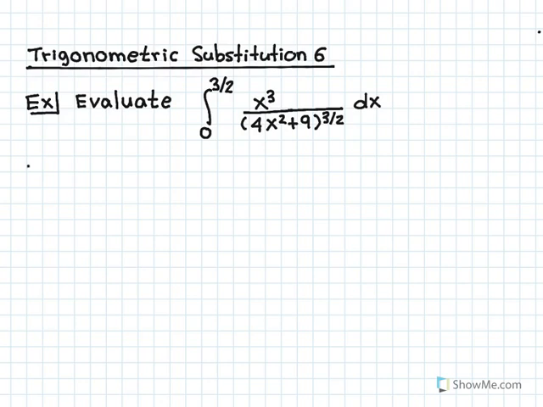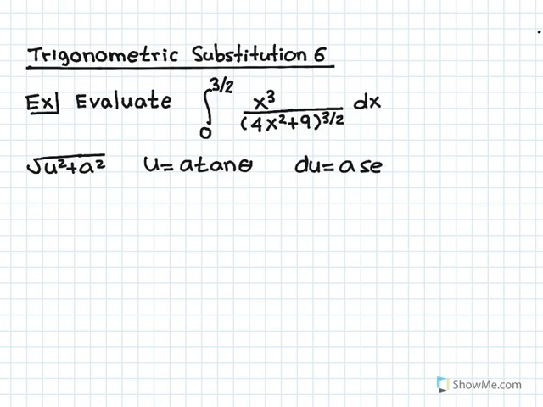So the pattern that we have is root of u squared plus a squared. The transformation we will apply is u is equal to a tan theta. Differentiate both sides, we get du is equal to a secant squared theta d theta. The derivative of tan theta is secant squared theta.